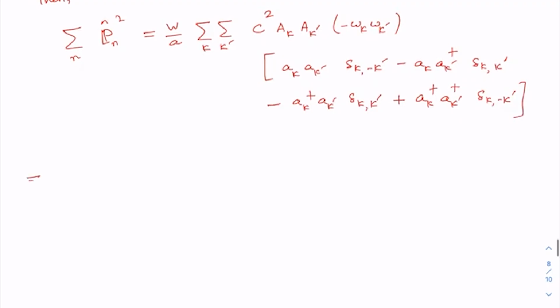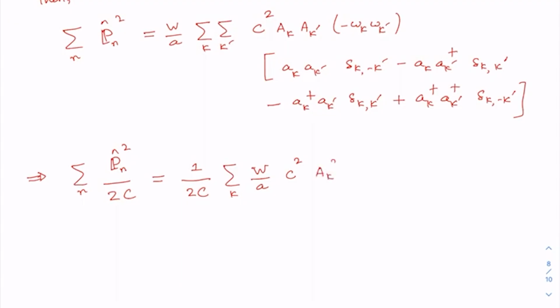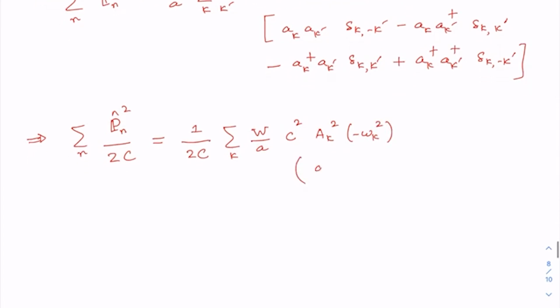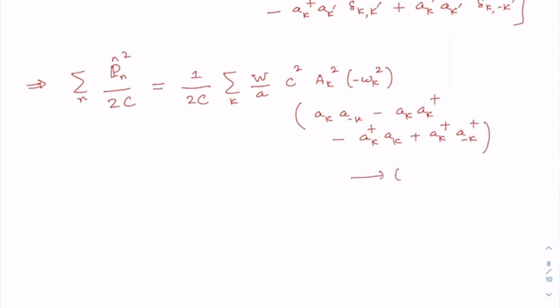Okay, so this implies that I will get the first term in the Hamiltonian, that would be pn square by 2c, equal to 1 by 2c summation over k w by a capital C square ak square minus omega k square, and inside the bracket I will have a minus k minus ak dagger minus a dagger k ak plus ak dagger a minus k dagger. Okay, so this is what I will get. So let me say this is my equation number 2.